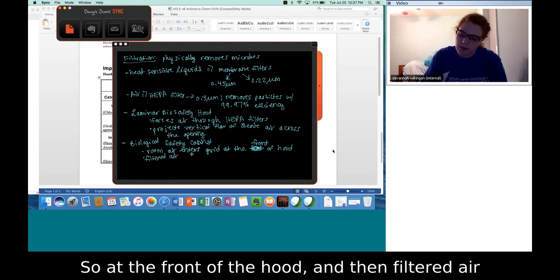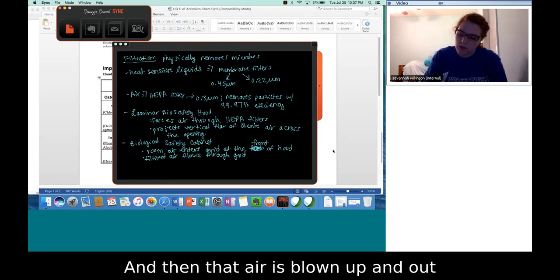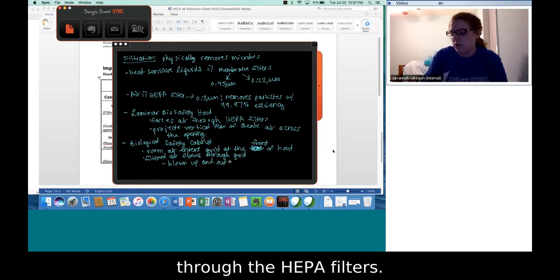And then filtered air flows through the grid, and that air is blown up and out through the HEPA filters.